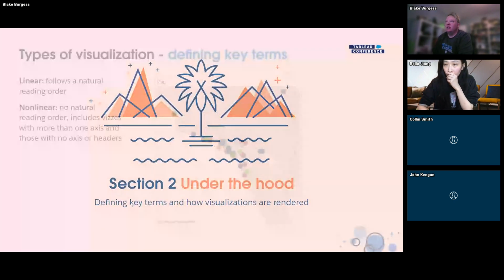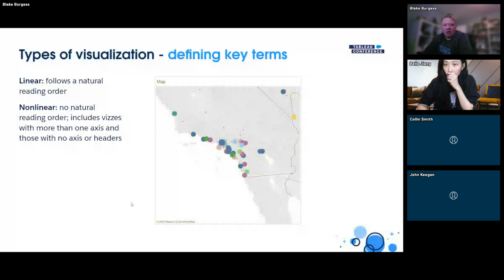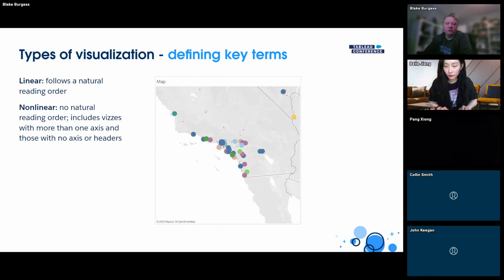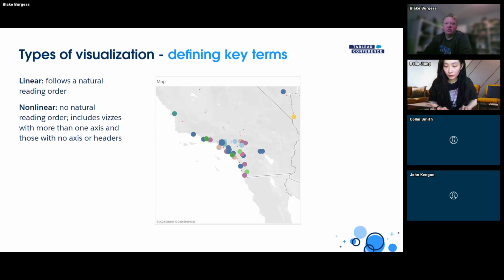So there are a few key terms to understand as we talk about this work. First, I want to talk about the types of visualizations that we have. Internally, we use two terms to talk about visualizations, and they describe a visualization in terms of reading order. So our first bucket is what's called a linear visualization, and these are visualizations that have a natural reading order.